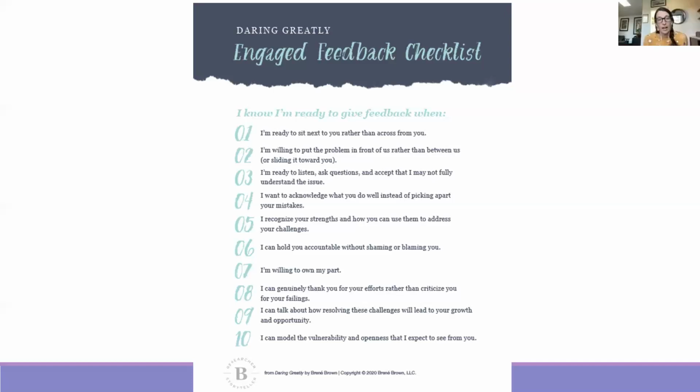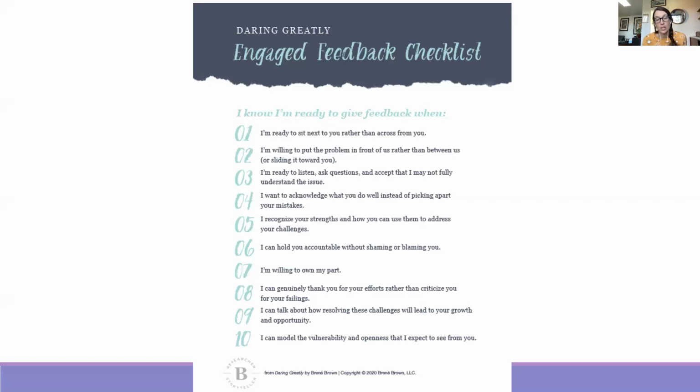I agree. On the engaged feedback checklist, I find that people often struggle with holding accountable without shaming or blaming, using your words and trying to find a script that works in order to give feedback, like you mentioned, without putting up blinders, without somebody hearing you, is very difficult. I haven't found a perfect script that actually works.